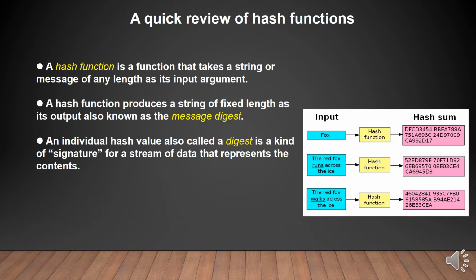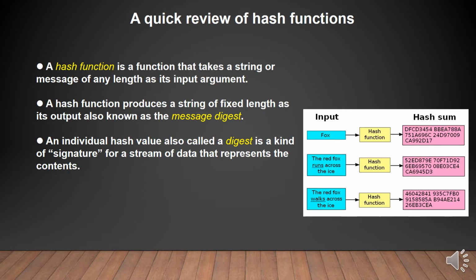You have to know what a hash function is. A quick review of hash functions. A hash function is a function that takes a string or message of any length as its input argument. A hash function produces a string of fixed length as its output, also known as a message digest. An individual hash key, also called a digest, is a kind of signature for a stream of data that represents the contents.